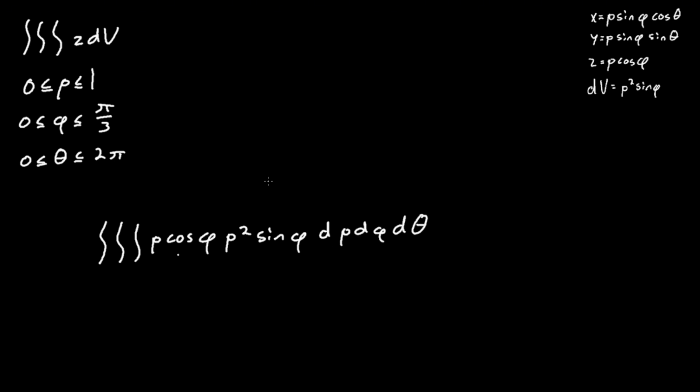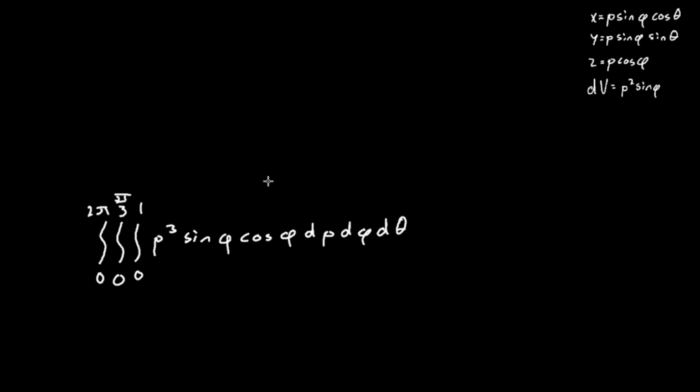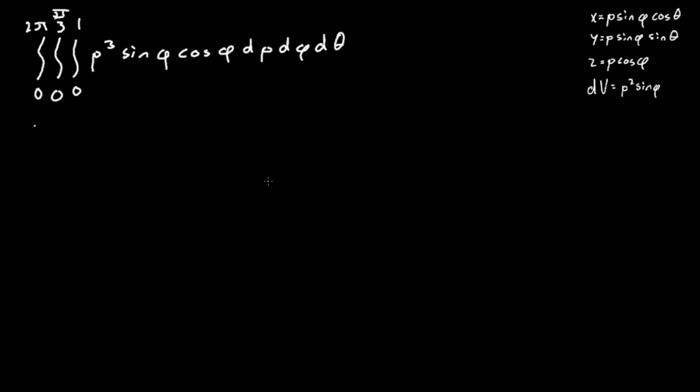Again, it doesn't matter how you integrate, doesn't matter what order. I just prefer integrating with p, phi, and theta first. Our bounds are already given to us, so let's write it all down. Let's clean up our integrand a little bit because we can actually simplify this further. So our integrand is p cubed times sine of phi times cosine of phi, dp d phi d theta. And all we have to do is finish the problem.